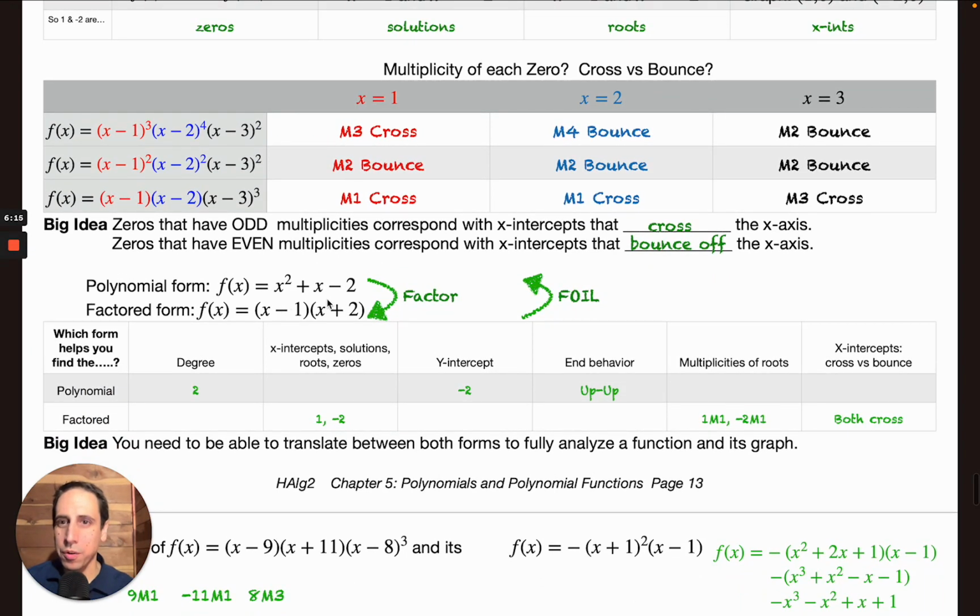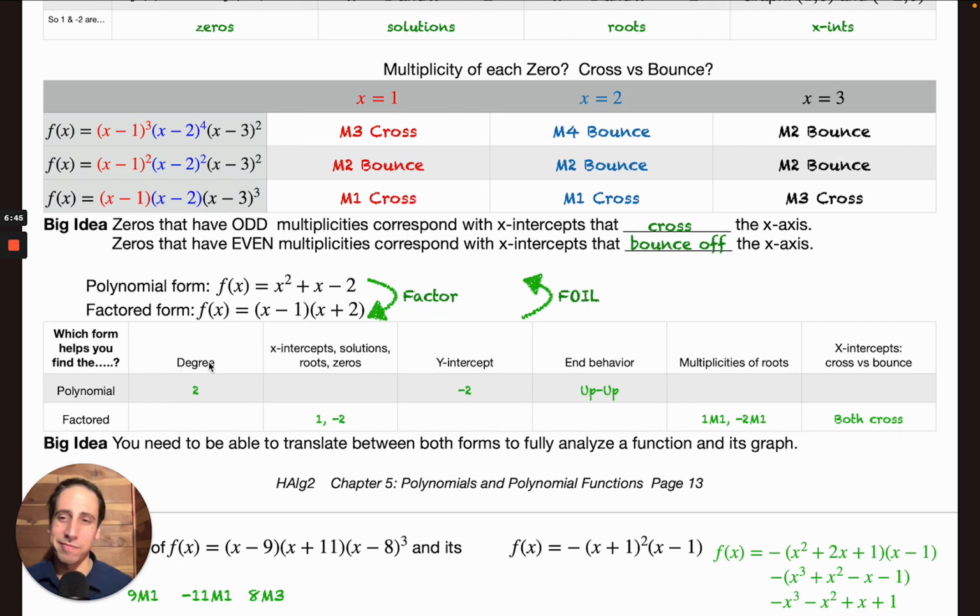Here's the polynomial form, and here's the factored form. And if you can translate between the two. If you have the polynomial form here, then to get to the factored form, you can factor it, and we've got lots of techniques for doing that. And if you have factored form, you can go back to the polynomial form by foiling it. Just multiply it all out. If it's really big and complicated, then you can use the box method. Both of these are going to be really important in identifying what the graph looks like.